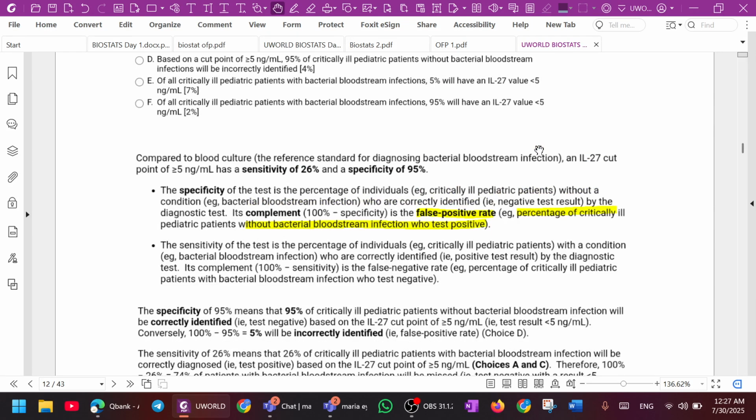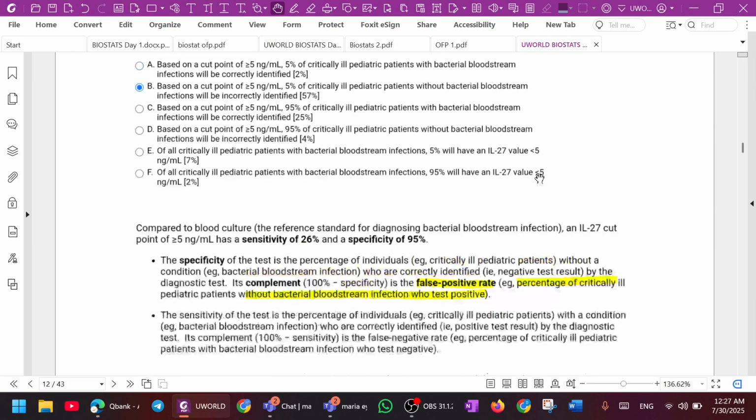Okay, makes sense. Can you explain? Let's see. They are giving you sensitivity here, which is 26%.